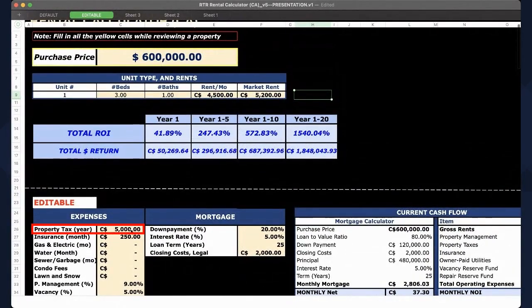Maybe it's $5,000 a year in property tax. Maybe it's $250 a month in insurance. Of course, you have to have your quotes to be able to put that in.